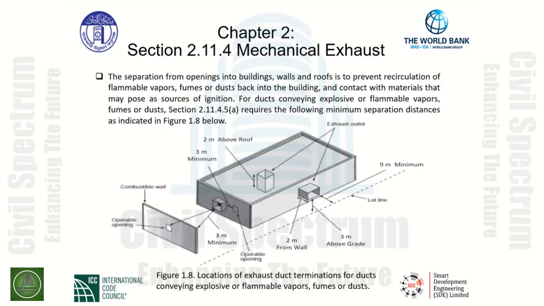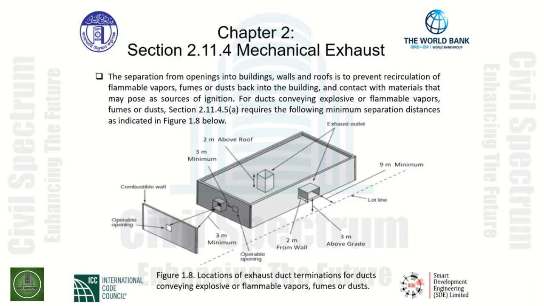The separation from openings into buildings, walls, and roofs is to prevent recirculation of flammable vapors, fumes, or dust back into the building and contact with materials that may pose as sources of ignition. For ducts conveying explosive or flammable vapors, fumes, or dust, Section 2.11.4.5a requires the following minimum separation distances as indicated in Figure 1.8 below.